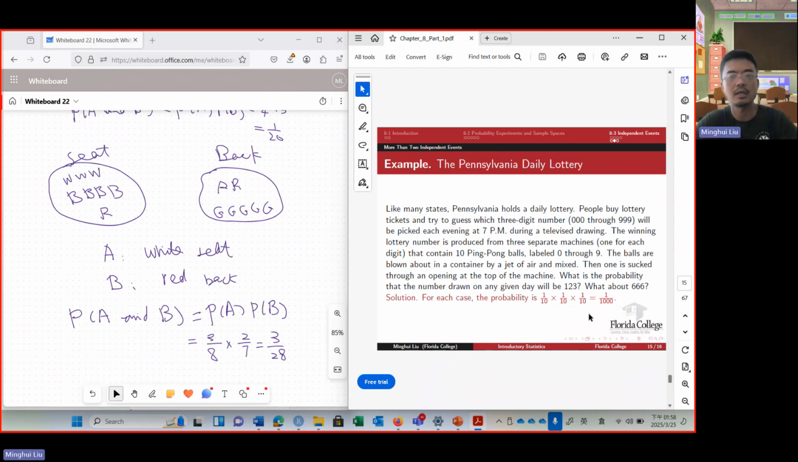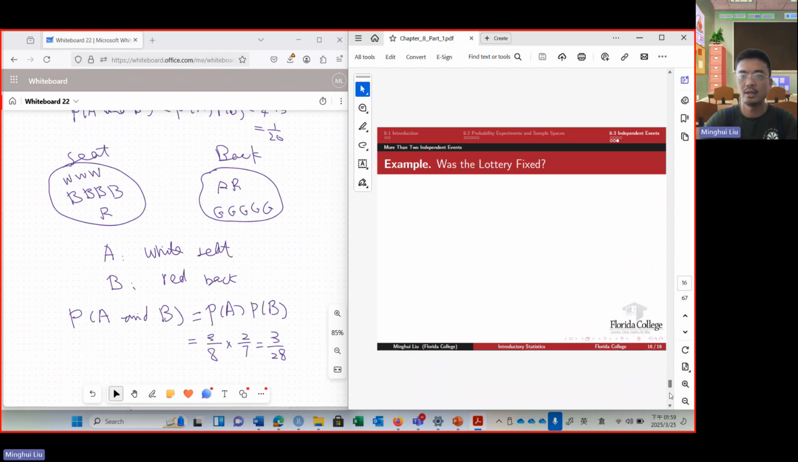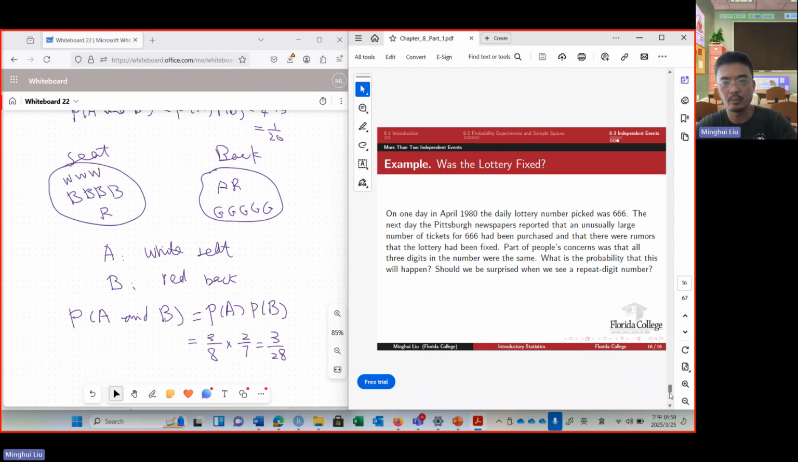What about 666? The answer is the same. 666 is just another combination of these three digits. If you change this to any other combination, 789, 520, you name it, it's always the same answer, 1 out of 1,000. And finally, one day in April 1980, the daily lottery number was 666. The next day, the newspaper reported that an unusually large number of tickets for 666 had been purchased, and people spread rumors saying that the lottery had been fixed.